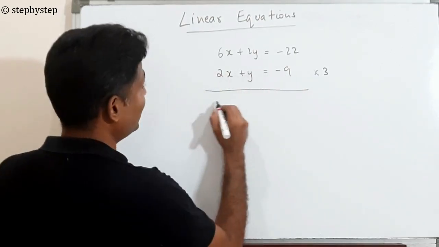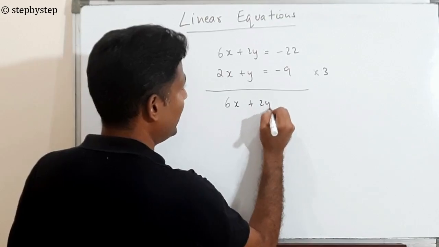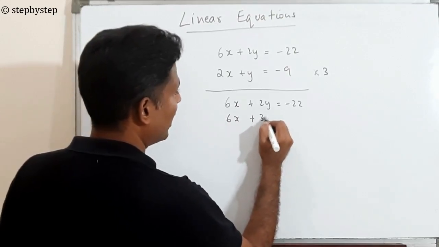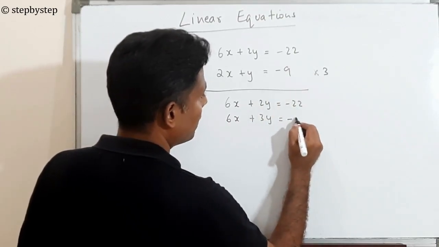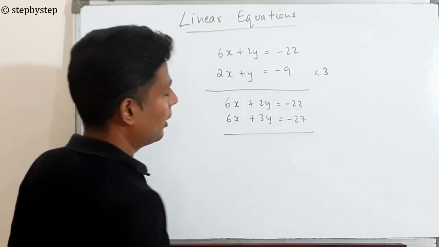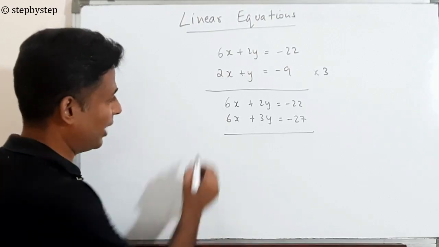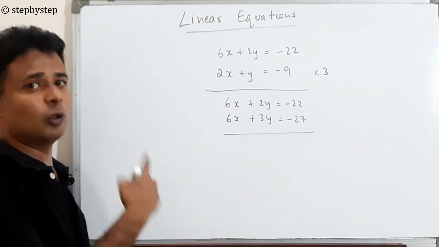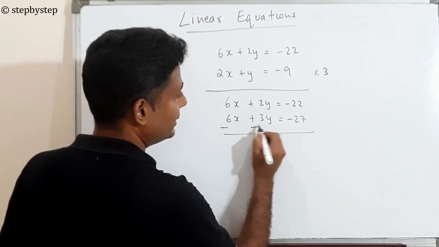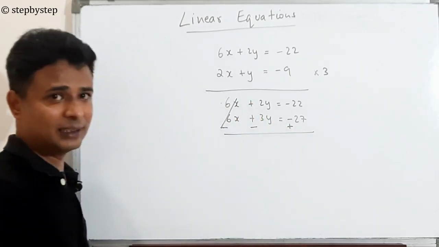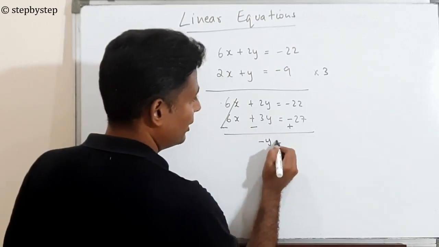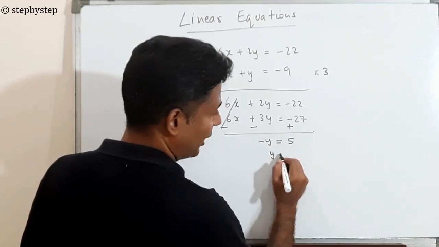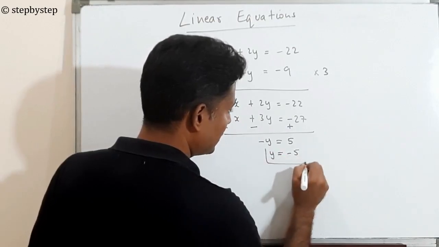So the first equation remains the same, 6x plus 2y equal to minus 22. Now 3 into 2, 6x plus 3y equal to minus 9 into 3, minus 27. Now do I have to add or subtract? I have to subtract. Why? Because these two have the same sign, both are positive. So to make one negative, I need to subtract. So signs will change. So plus 6x minus 6x, 0. 2 minus 3, minus y equal to minus 22 plus 27, plus 5. Minus y is equal to 5. So y is equal to minus 5.